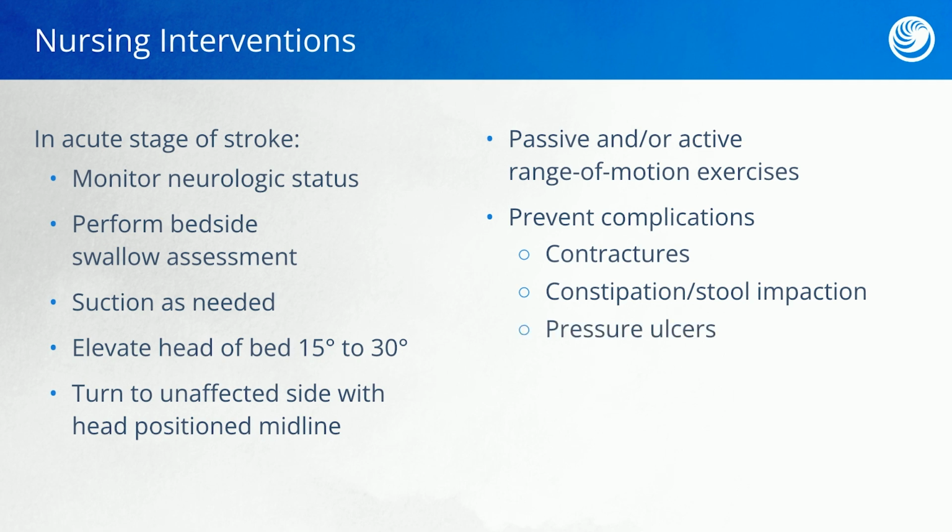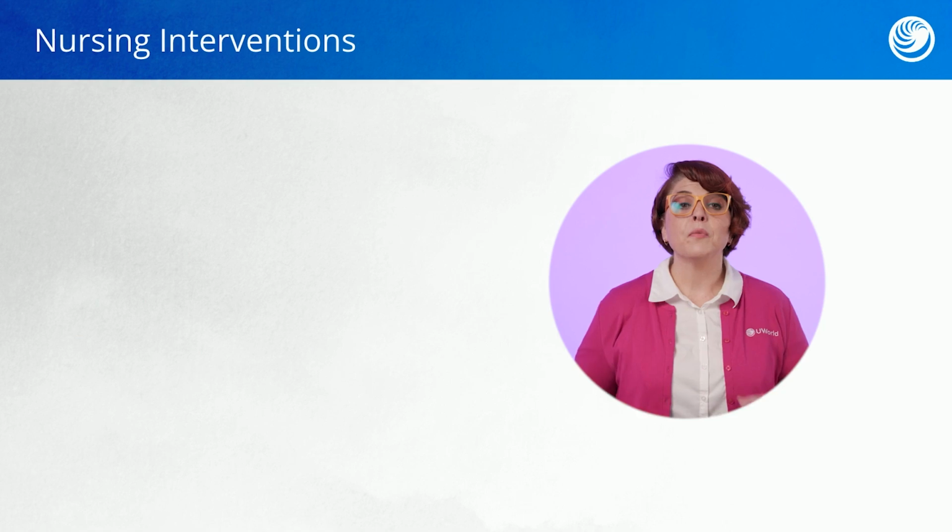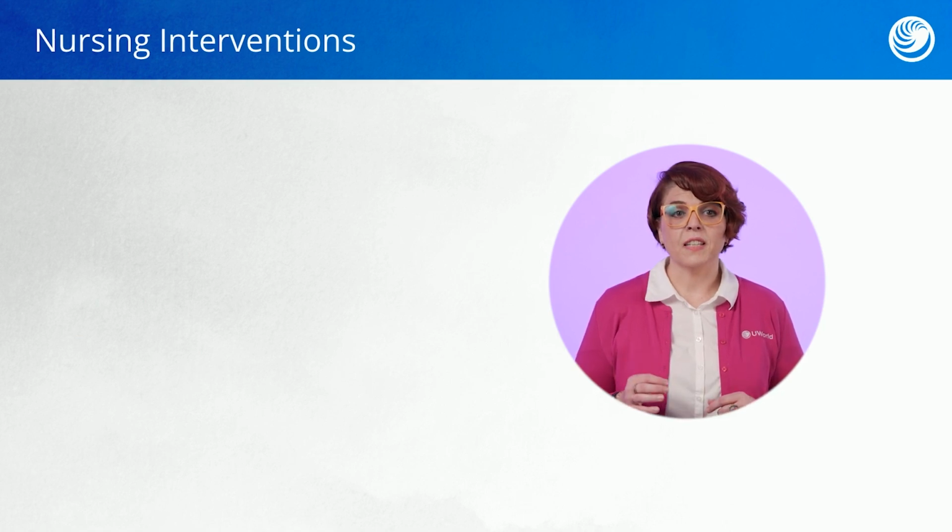And a day or two after TPA, we have to start thinking about DVT prophylaxis. So I'm thinking of drugs like enoxaparin, keeping them safe from what? Another blood clot. Let's look at even more nursing interventions for an ischemic stroke.